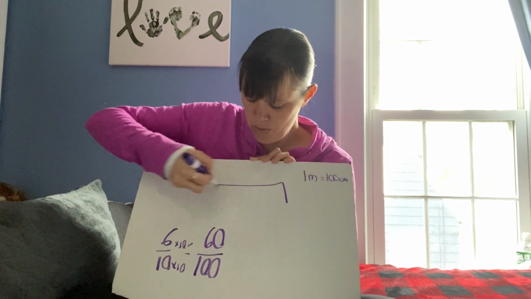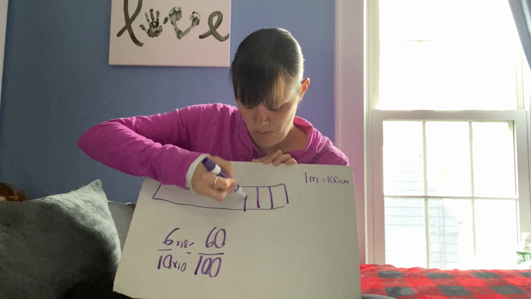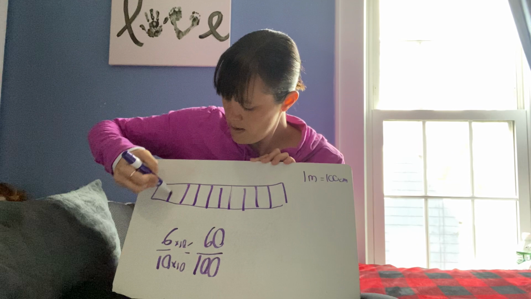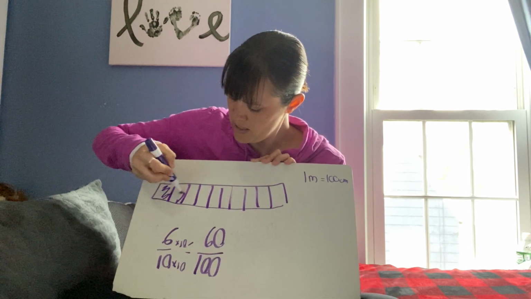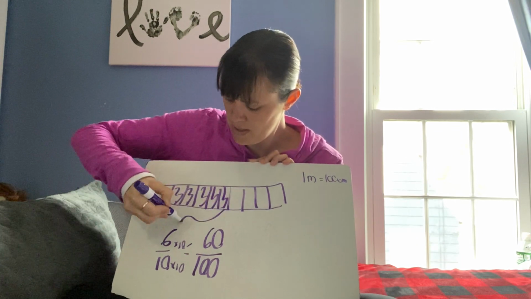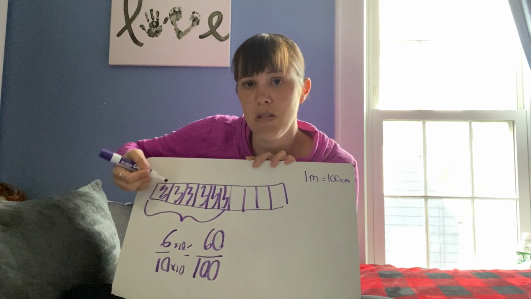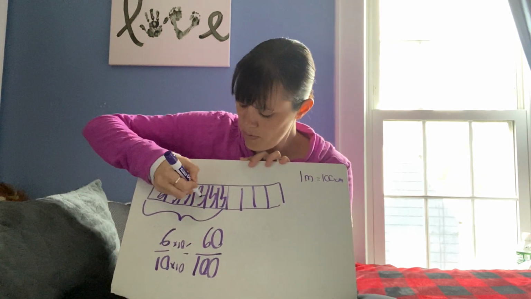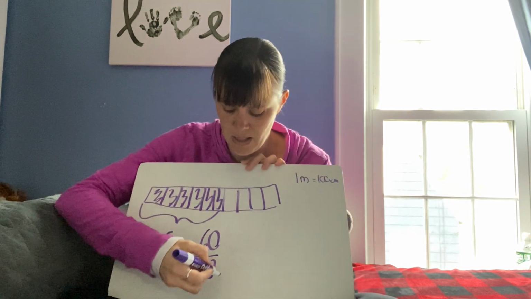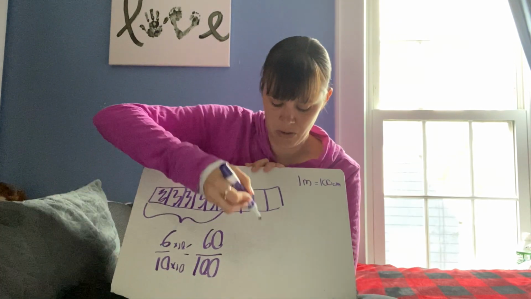So if I were to draw out 6/10, 1, 2, 3, 4, 5, 6, 7, 8, 9. Now I'm coloring in 6/10. This is 6/10, right? If I broke each one of these up into the 10 parts, I'd have 10, 20, 30, 40, 50, 60. So I'd have 60/100ths. So this is super important to learn today.